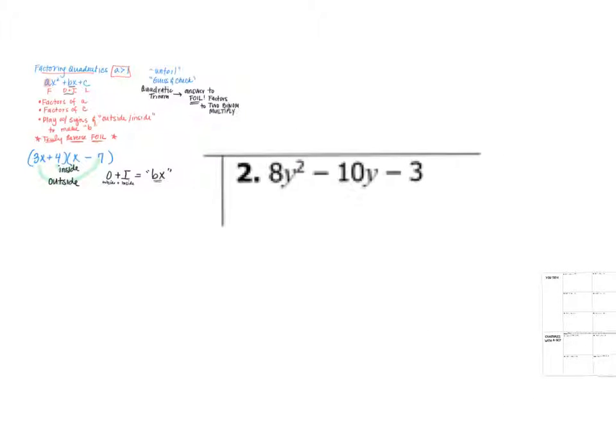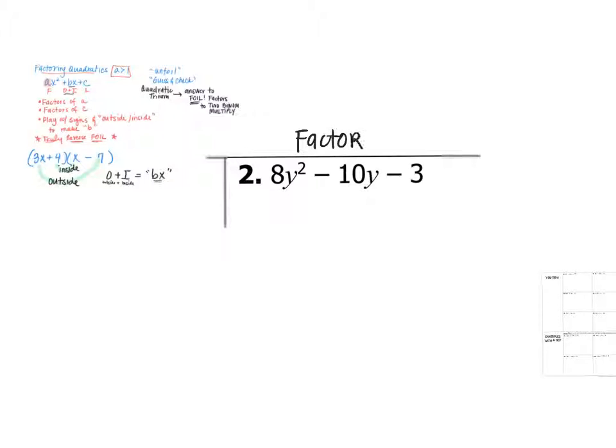So let's practice that. In this first example, number 2, we want to factor 8y squared minus 10y minus 3. And we are factoring. There is no GCF. So we're going to go straight to a quadratic trinomial with a greater than 1. We're going to start by listing the factors of 8, which are 2 and 4, and 8 and 1. And then we're going to list the factors of 3, which are simply 3 and 1.